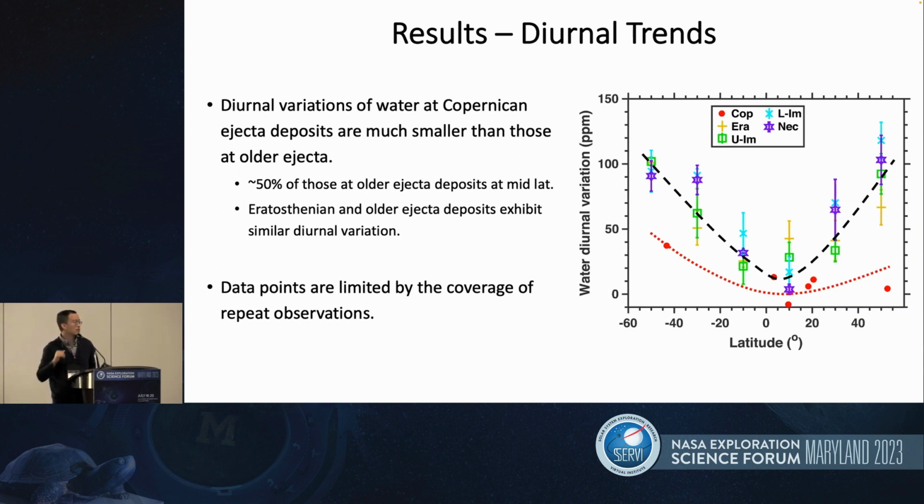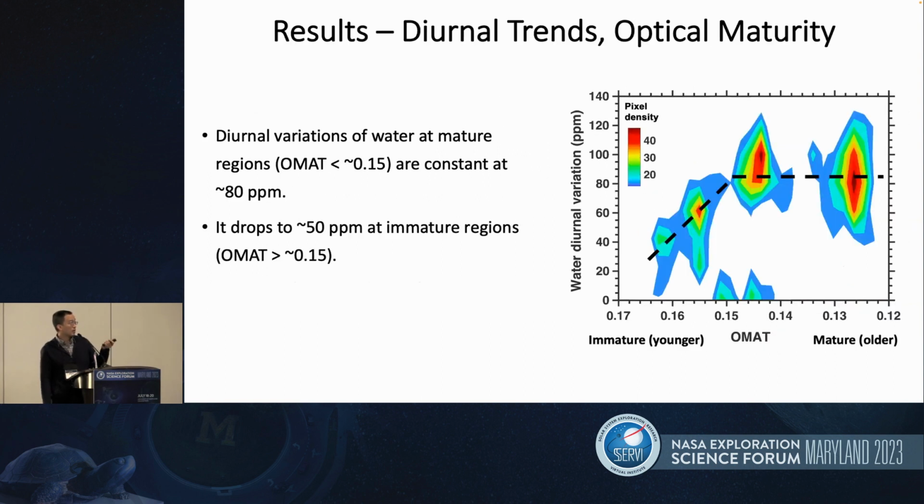However, this analysis is limited by the coverage of the data, so we only have such few data points, and then we look at a different way. We look at all the areas with repeated observations, and we use the optical maturity to represent the relatively old and young areas. The similar trend we see here.